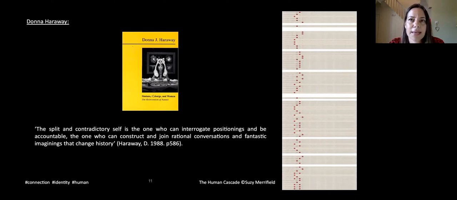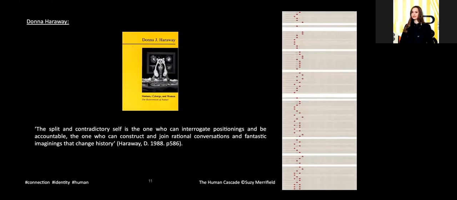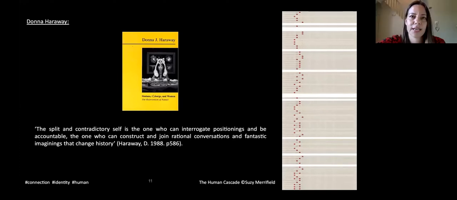It made me think about my design and how in order to judge the design equally along the same positions, neither individual will be totally whole. The image on the right of the screen is a familial member whose design needed to be split and shuffled down so that all familial members could be judged equally along the same DNA positions. A quote from Donna Haraway's book mentions the split and contradictory self is the one who can interrogate positionings and be accountable, the one who can construct and join rational conversations and fantastic imaginings that change history.